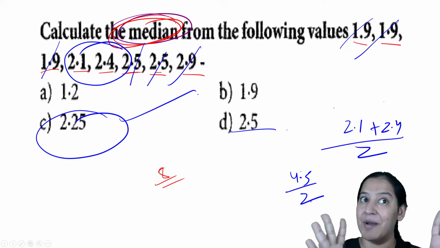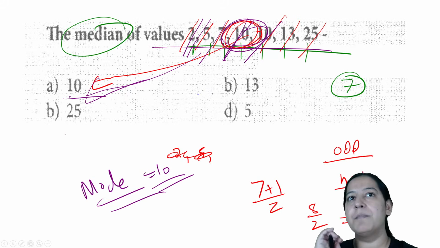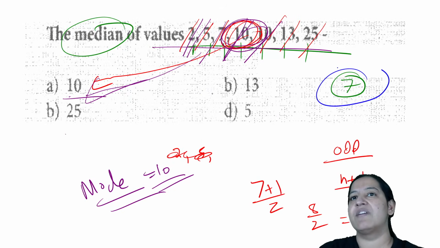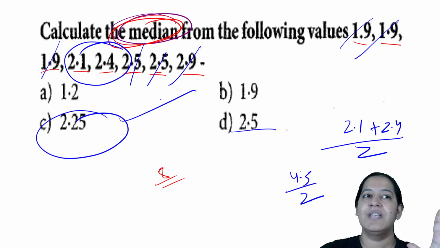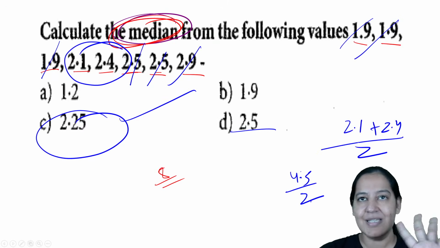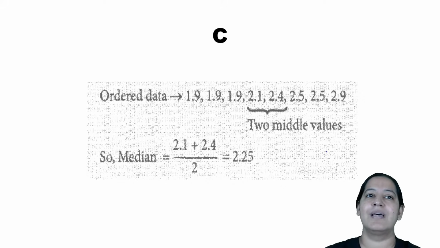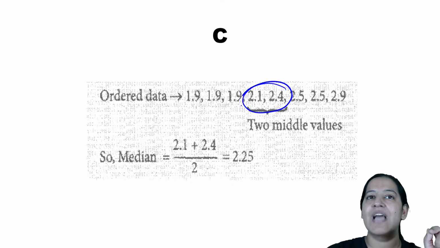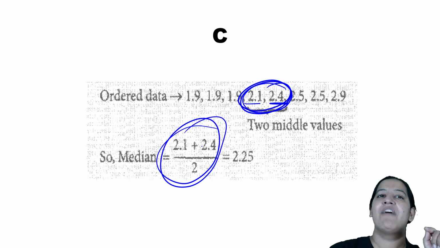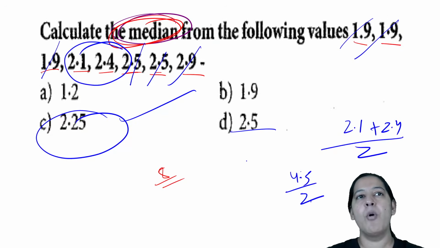How did we find the median in an even number? In the previous question we found the median for an odd number. There the number of observations was 7; here the number of observations is 8. So you can do it this way and via the formula also. So the correct answer here is that we took the average of the middle 2 values. The middle 2 values are 2.1 and 2.4. We have taken the average of it. So the answer is this.